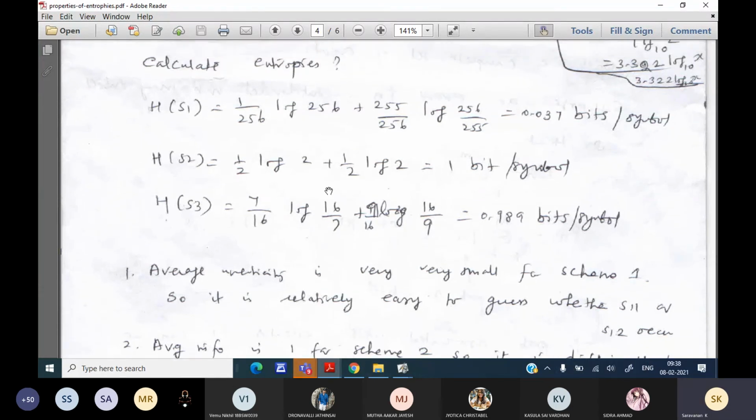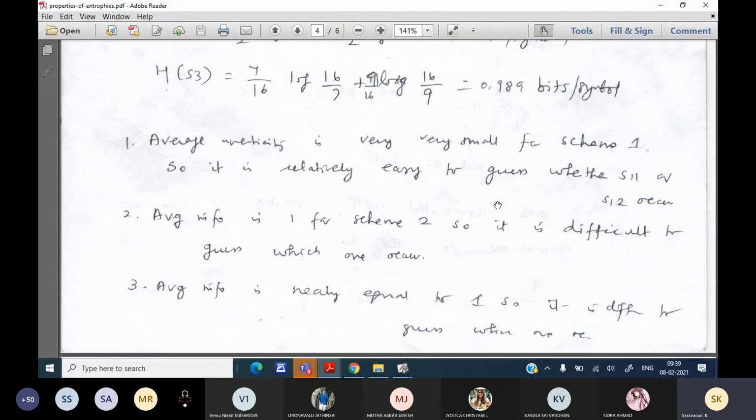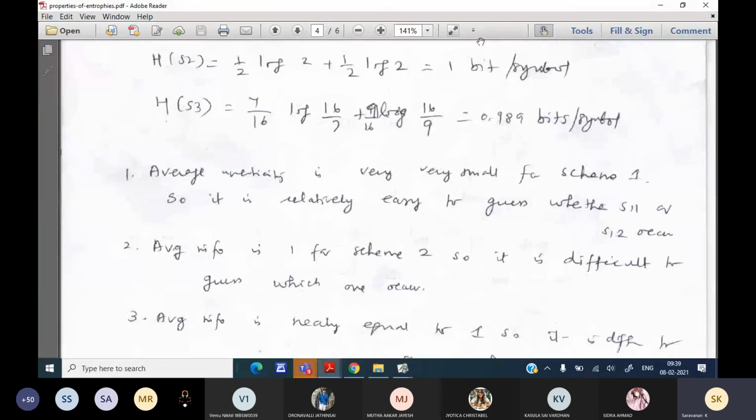If you go through the probability associated with the second finite scheme, the probabilities are equal, 1 by 2 and 1 by 2. So average information is going to be 1. When you are computing average information, we are getting 1, right? So it is very difficult to guess which event is going to occur because the probabilities are equal for the second source. Whereas for the first one, average uncertainty is very, very small for scheme 1.